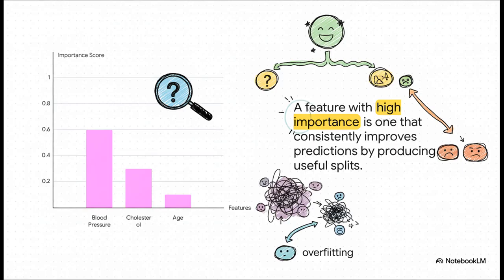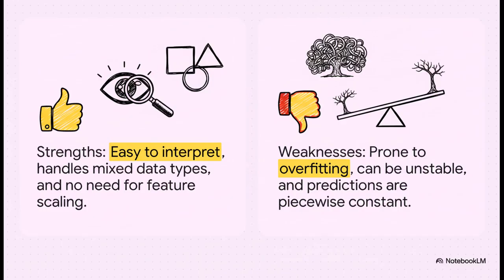All right, so let's zoom out for a second and give the decision tree its final report card, the pros and cons. As we've seen, the strengths are awesome. They're super easy to understand, they can handle all sorts of different data types without a fuss, and you don't have to do a ton of data prep. But on the flip side, the weaknesses are pretty serious. We've already talked a lot about how they love to overfit, and they can be a bit unstable. And that last point, piecewise constant, just means that a tree predicts things in steps or blocks. It can't predict a smooth, continuous line, which can be a problem sometimes.